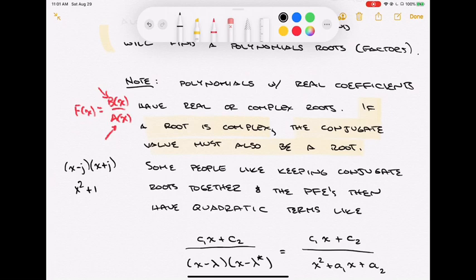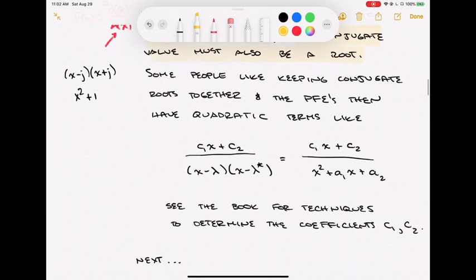If you didn't get that kind of cancellation going on from the conjugate nature of those roots, you could end up with coefficients that were not real valued. So that's something that you can play with a little bit. I will say that when you have complex roots and they come in conjugate pairs, as is the case of rational functions where the coefficients of the polynomials are real, some people have a preference for keeping those conjugate roots together, and then they do the PFE such that it has quadratic terms.